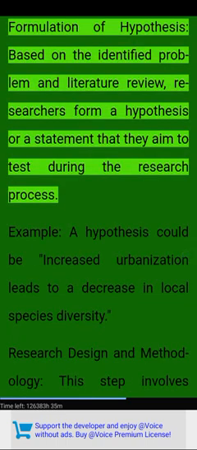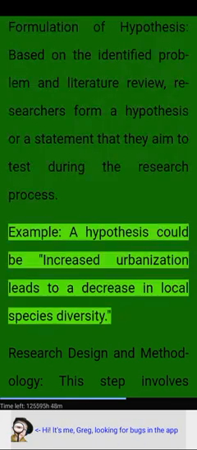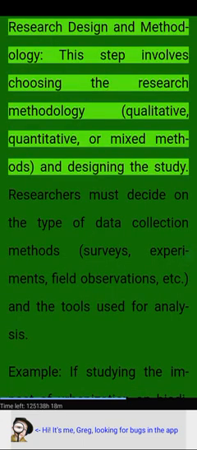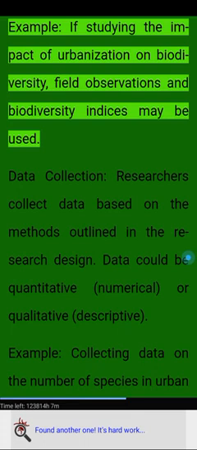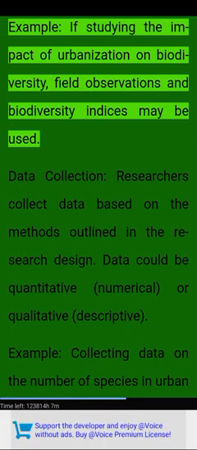Formulation of hypothesis. Based on the identified problem and literature review, researchers form a hypothesis, or a statement that they aim to test during the research process. Example, a hypothesis could be, increased urbanization leads to a decrease in local species diversity. Research design and methodology. This step involves choosing the research methodology: qualitative, quantitative, or mixed methods, and designing the study. Researchers must decide on the type of data collection methods, surveys, experiments, field observations, etc., and the tools used for analysis. Example, if studying the impact of urbanization on biodiversity, field observations and biodiversity indices may be used.